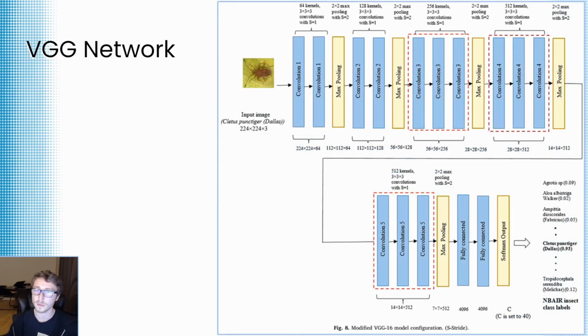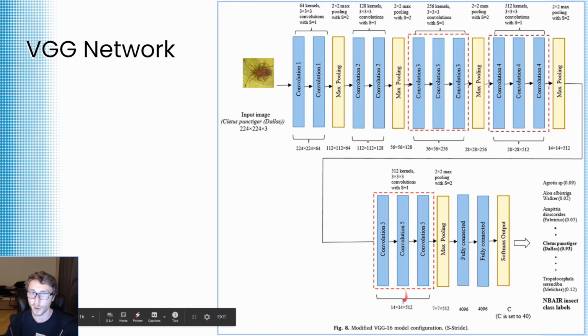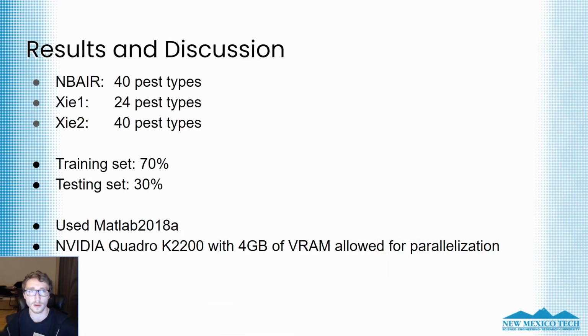VGG network has small convolution filters of 3 by 3 and max pooling layers of just 2 by 2. There are 2 different variations of VGG: the VGG 16 with 16 layers and VGG 19 with 19 layers, 3 of which are these convolutional layers. So to test their model, the authors used 3 different data sets. As said before, the NB-AIR with 40 classes, XIE1 with 24, XIE2 with 40.